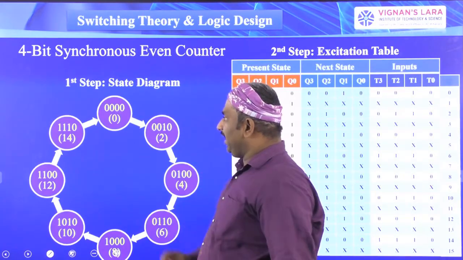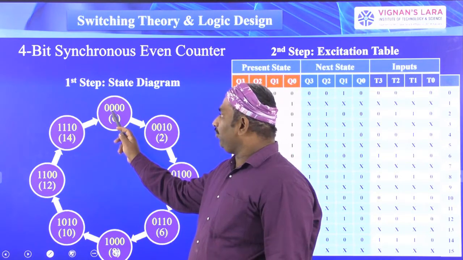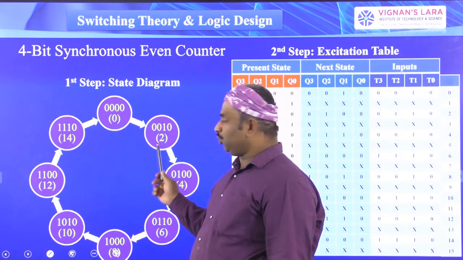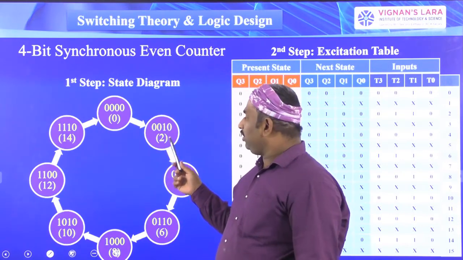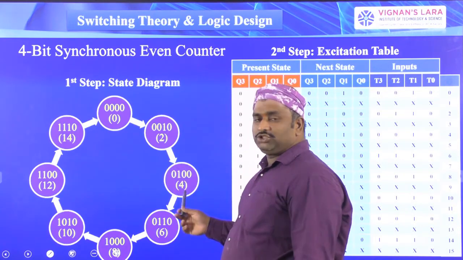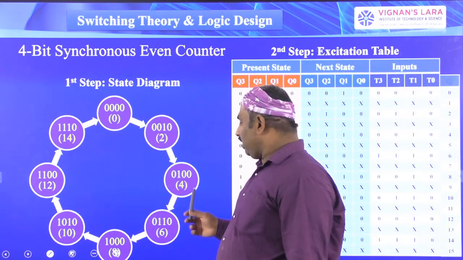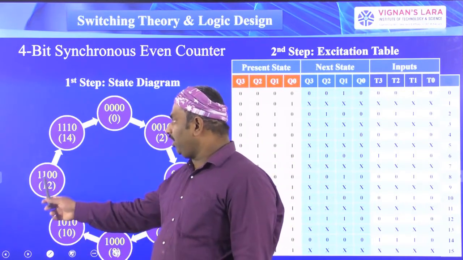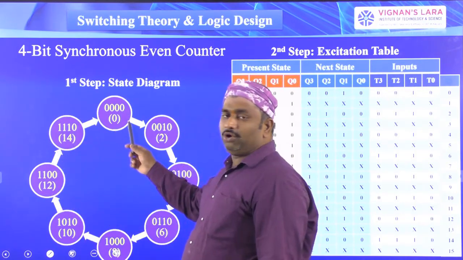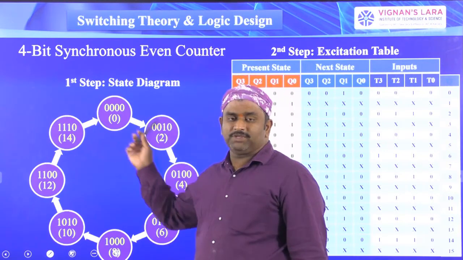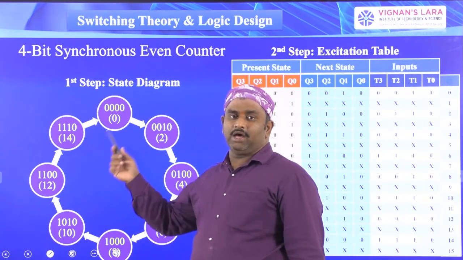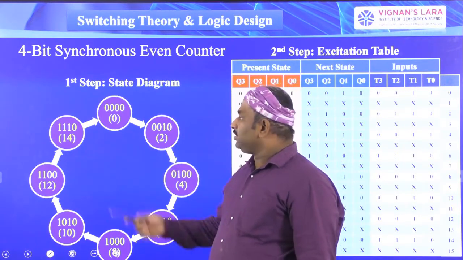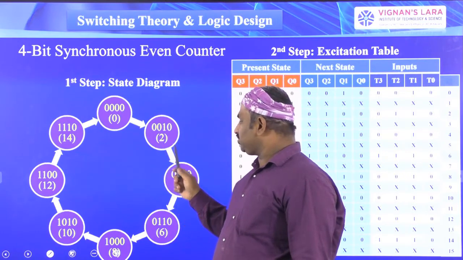Okay, so this is the state diagram. The first state is 4 zeros, that is 0. If 0 is the present count, the next count is 2, that is 0010. If 2 is the present count, the next count is 0100, that is 4. If 4 is the present count, the next is 6. After 6 comes 8, after 8 comes 10, after 10 comes 12, after 12 comes 14, and after 14 comes 0. So again the count goes in a cyclic mode, that is, in a ring fashion. This is the state diagram. This is the present state, this is the next state.